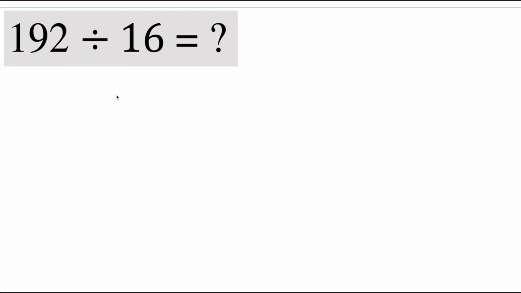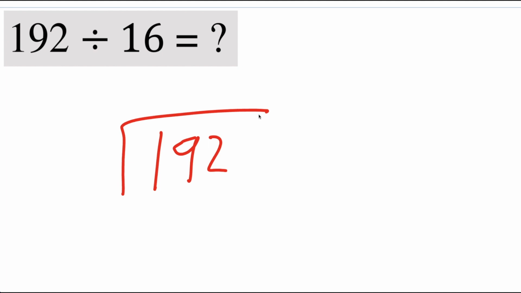And our final problem, a little bit more involved, same procedure. The 192 goes on the inside, 16 goes on the outside. So we first see, 16 goes into 1 how many times? It doesn't go in any times. Now 16 goes into 19 how many times? And the answer is 1. So we put a 16 here because 16 times 1 is 16.